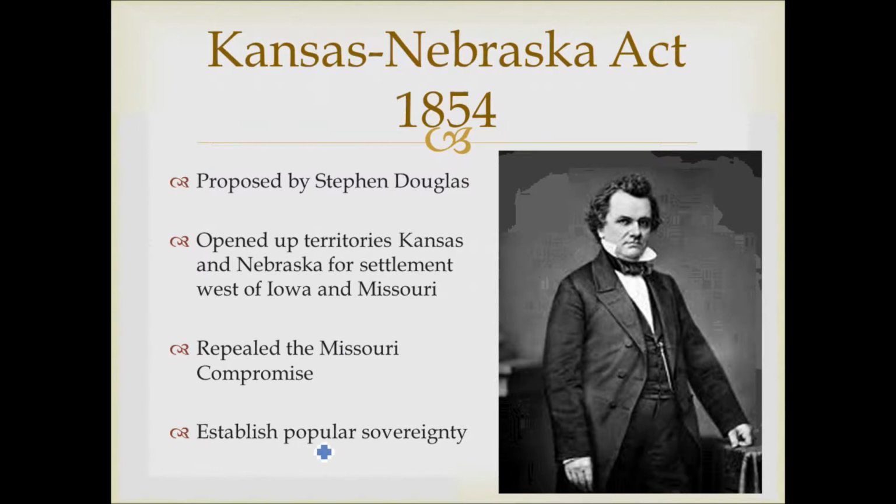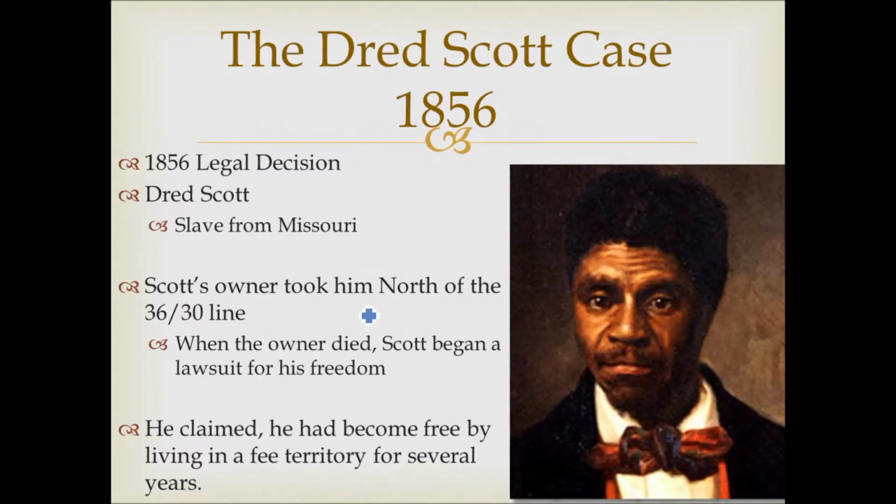Real easy to remember what popular sovereignty is, before we go more in depth in our class, is just to say that popular sovereignty is majority wins. So the people in that territory would vote, and those people will decide whether or not they have slavery or they don't. And then in 1856, the Dred Scott case is going to come about.